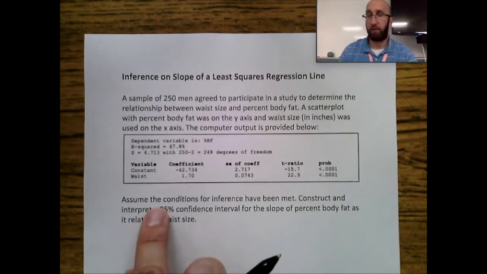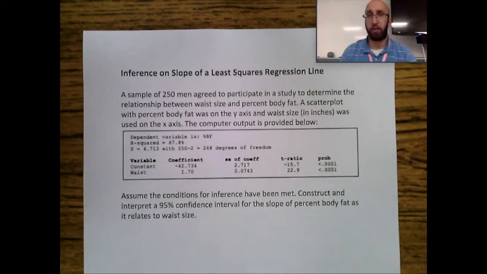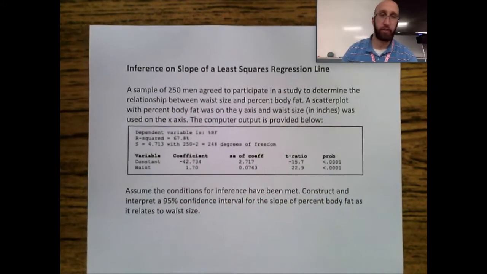In the first part, we're going to assume the conditions for inference have been met, then construct and interpret a 95% confidence interval for the slope of the percent body fat as it relates to waist size. I'm keeping this video very limited because this is the scope as far as the AP exam goes. In class, we talked about how to fully check conditions and fully construct these problems. In this video, let's keep it bare bones and right to the point.